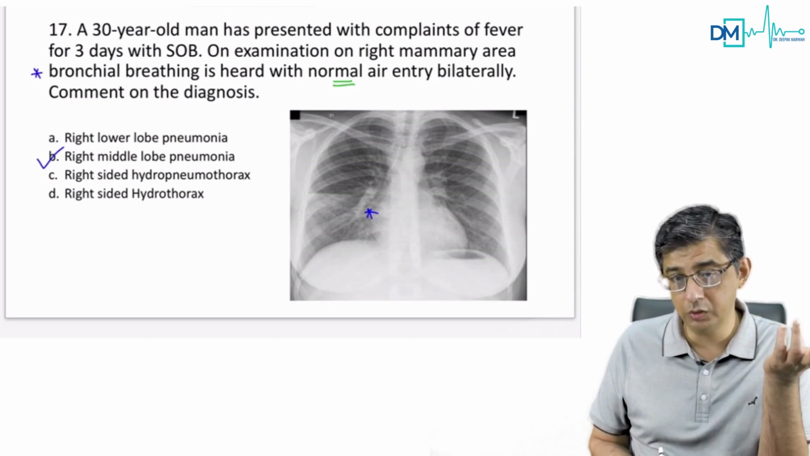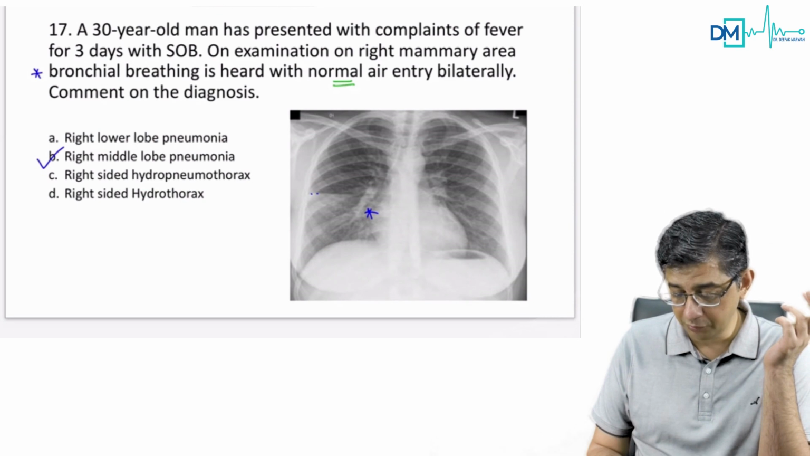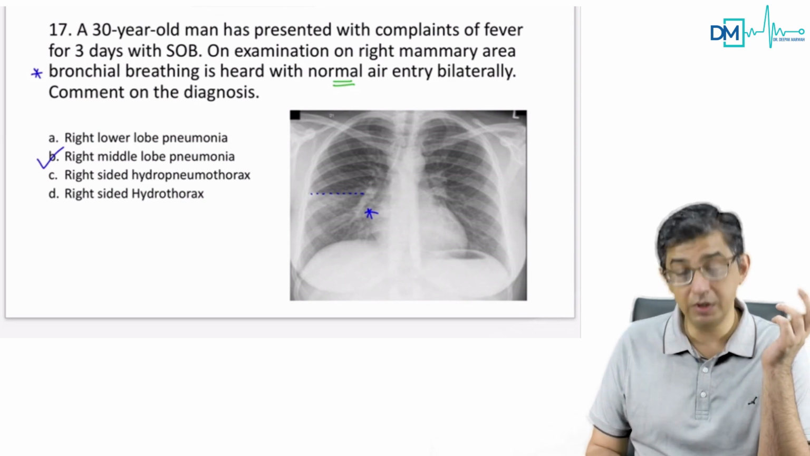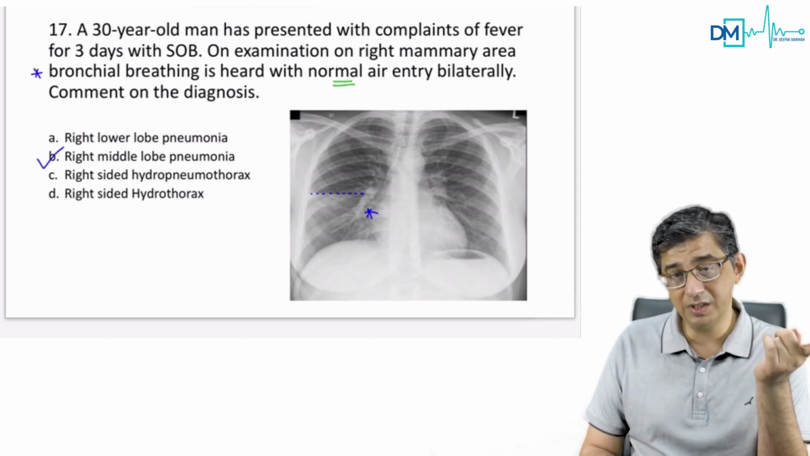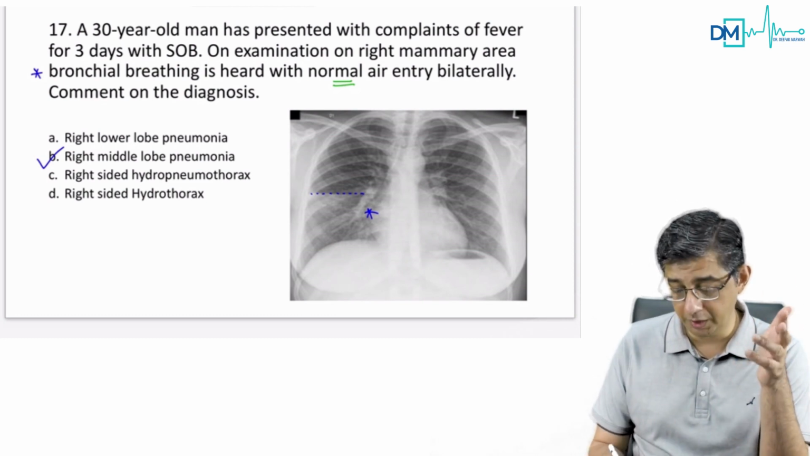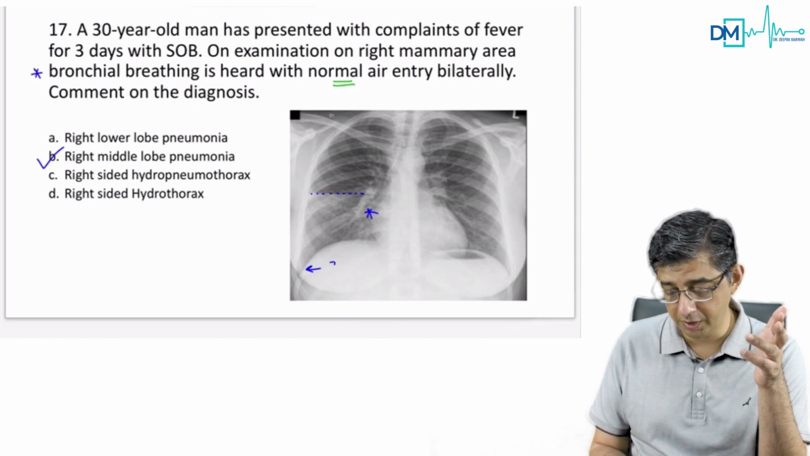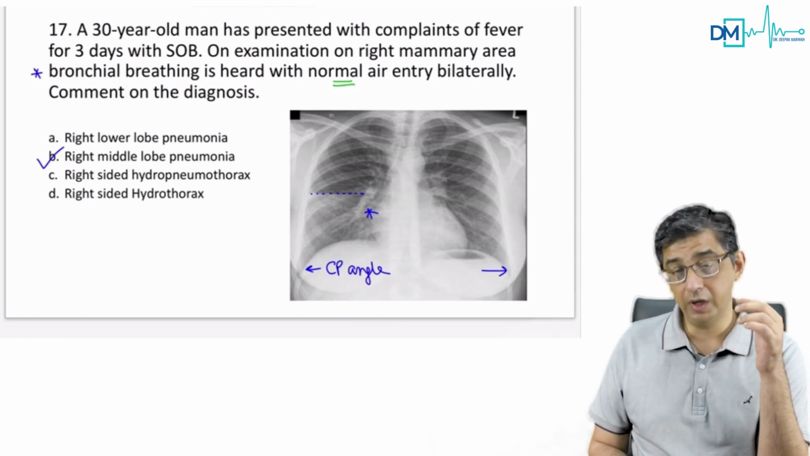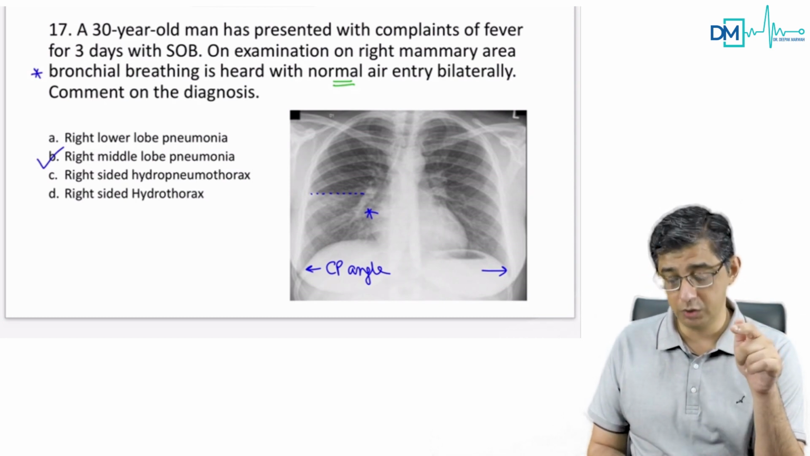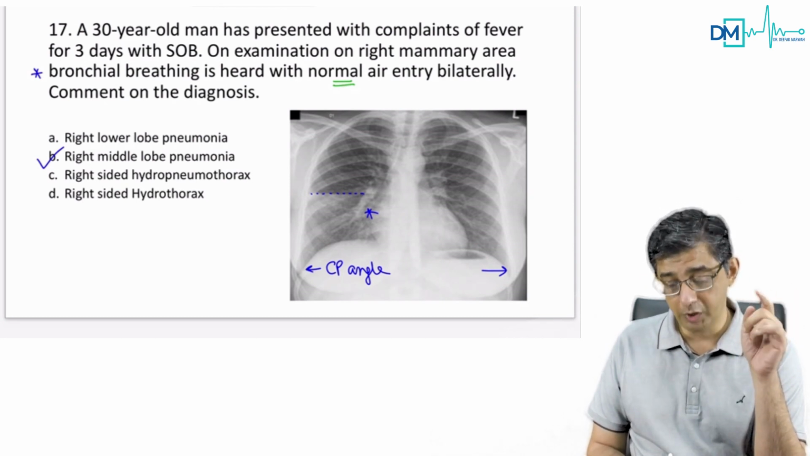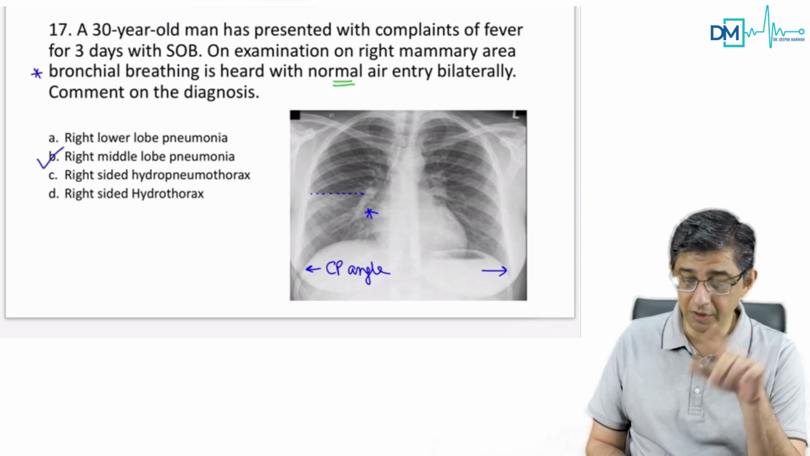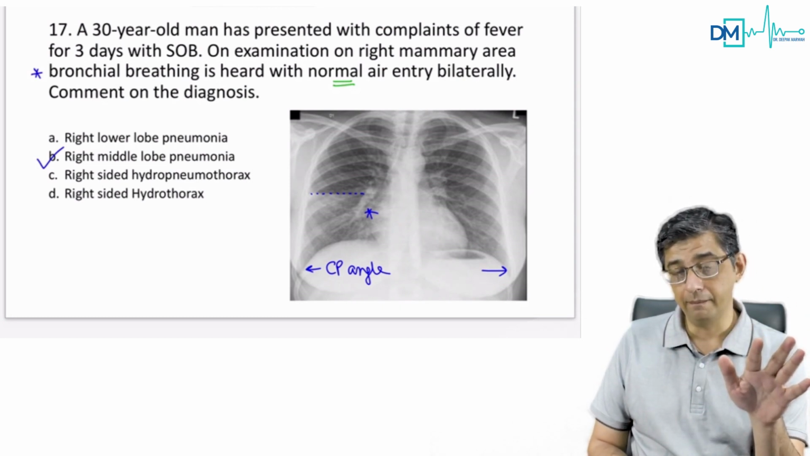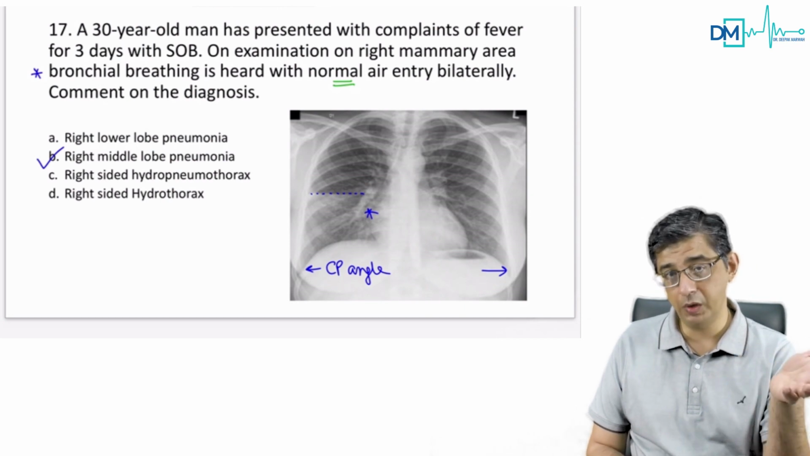There are two differentials of this. One could be hydropneumothorax, and most people were confused about hydropneumothorax because this was relatively a straight line. But why is it not a hydropneumothorax? Because if it's a concomitant hydropneumothorax, there should be blunting of the CP angle. Here the CP angle can definitely be seen. There is no blunting of the CP angle on either side. Also, hydropneumothorax auscultatory findings would be different from the one given in the question. The auscultatory findings are telling you it is pneumonia.